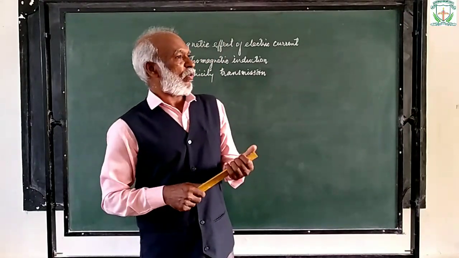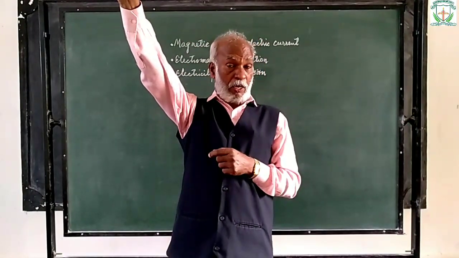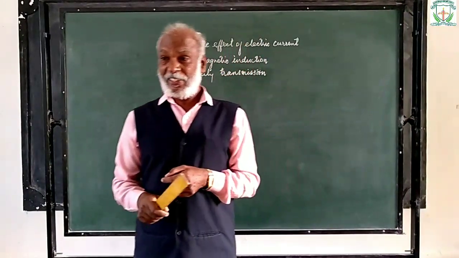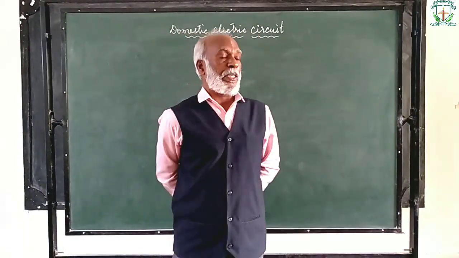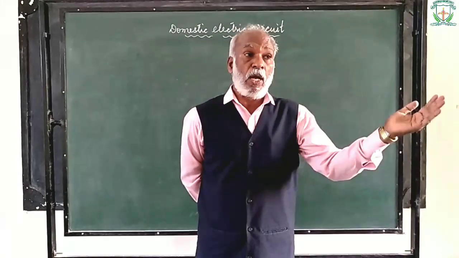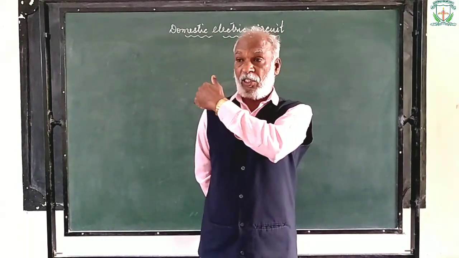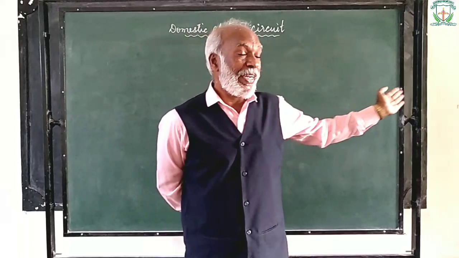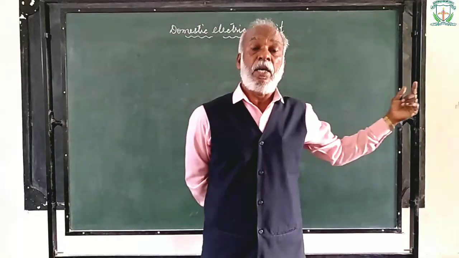Now in this class we will discuss electricity transmission and domestic electric circuit. Children, we will look at electricity transmission from the electricity generating station: how the electric current is transmitted to the receiving station, and from there how it is distributed to the end users, residential layouts, industries, commercial establishments, etc.